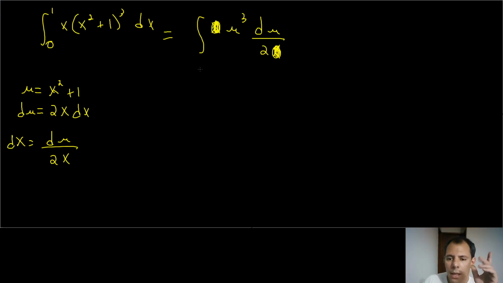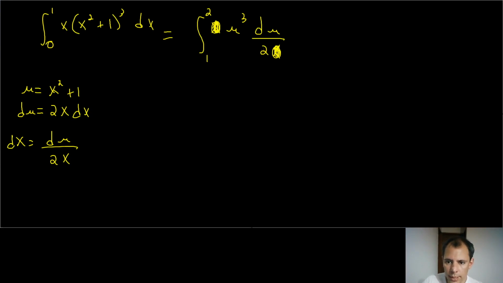All right? But here's the thing. Now you're integrating with respect to u. Not with x. The limits of x were 0 and 1. Now what is the limit of u? So you have to substitute in this formula. So when x is 0, u is going to be 1. So you put a 1 in here. When x is 1, u is going to be 2. So you put a 2 in here.